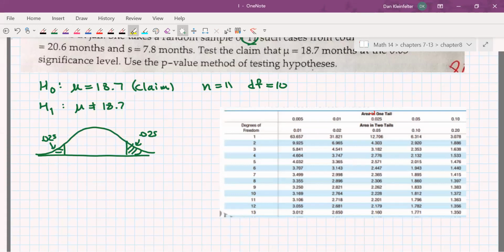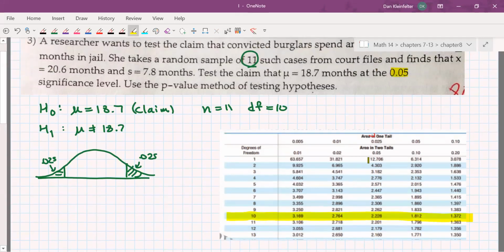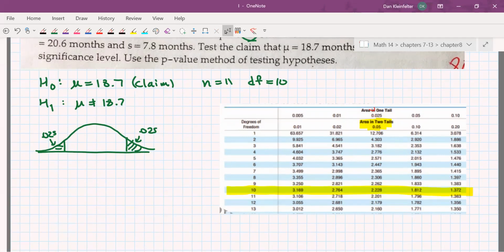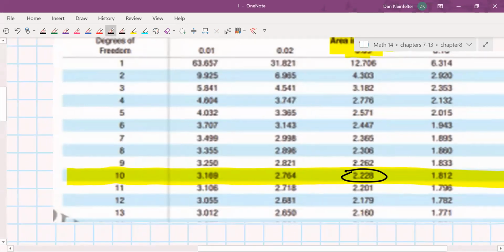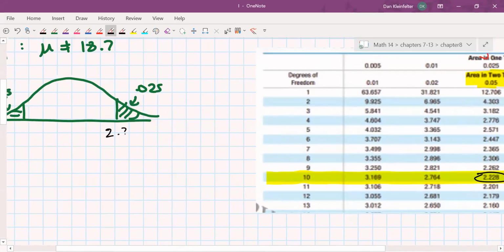So we have a degrees of freedom of 10. So we'll be in the 10 row. And then our column, we have 0.05 for our alpha, and that's two tails, which would be 0.025 in one tail. So our critical values, 2.228, and its opposite, negative 2.228.